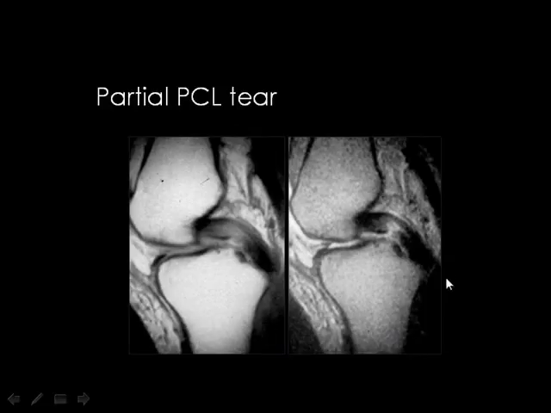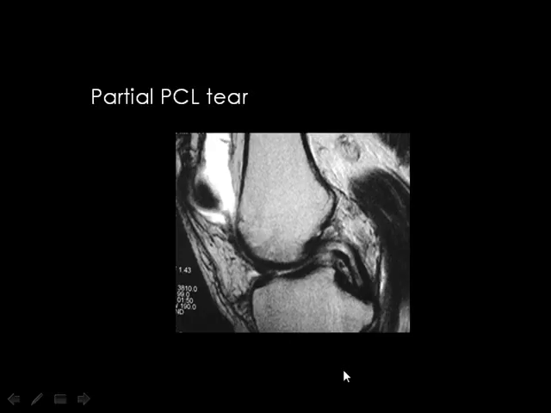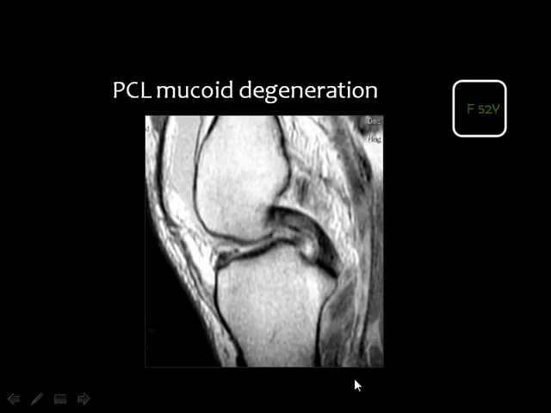Then partial tear means that you have some intact fibers and some disrupted fibers. This is clear for the PCL, but for the ACL you have to see whether it is lax or not, whether there is a single bundle or other bundle. But in the posterior cruciate ligament, it's easy for you to see intact fibers and disrupted fibers. Then you diagnose partial tear. And here, intact fibers, torn fibers, intact fibers. And this is a partial tear of the posterior cruciate ligament.